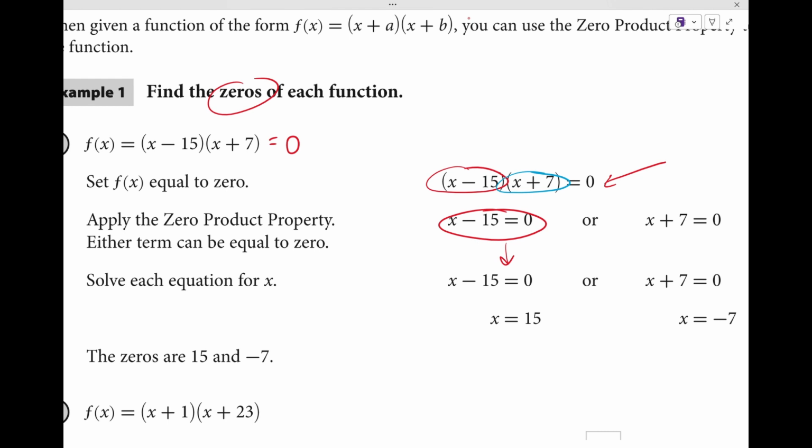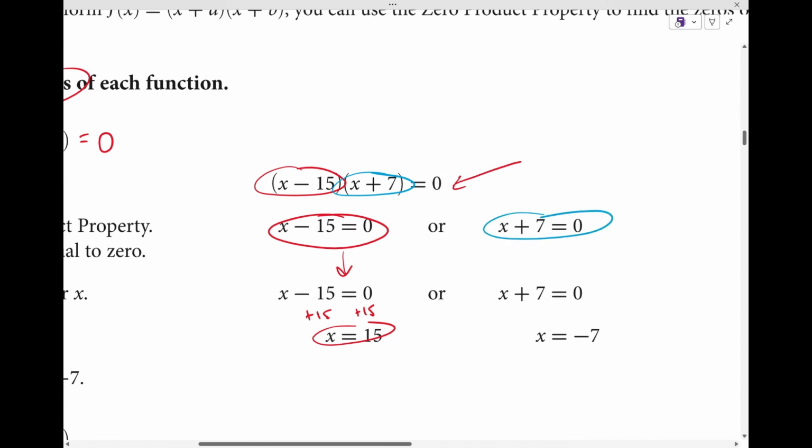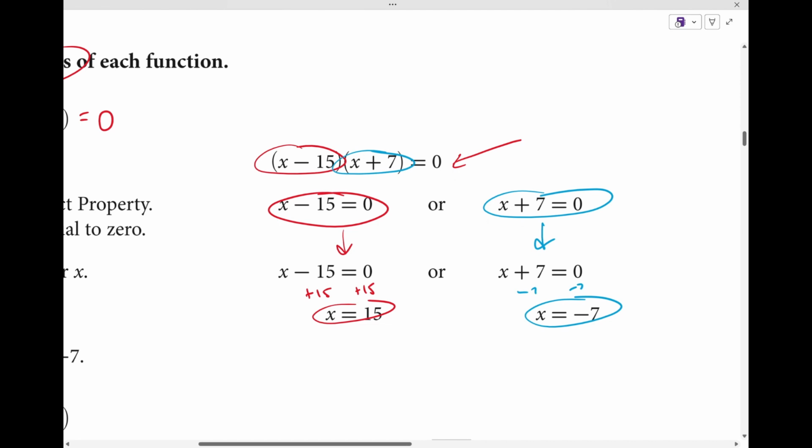When they tried that, they added 15 on both sides. And they found that, well, if that's the case, then x equals 15. Alright, the second scenario, let's see what happens when x plus 7 equals 0. When we try that, subtract 7 on both sides, we found that x is equal to negative 7. So this is not a contradiction. We have x equals 15, and we have x equals negative 7. That means either one of those can be true.